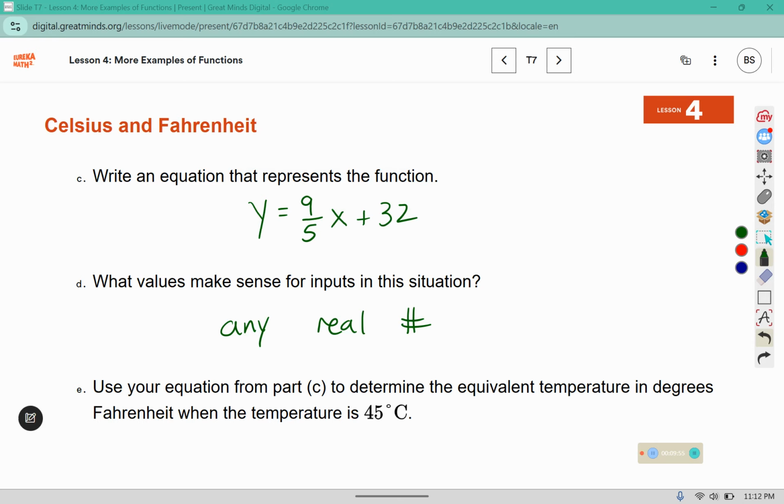Use your equation from part C to determine the equivalent temperature in degrees Fahrenheit when the temperature is 45 degrees Celsius. So we're going to plug in our 45 degrees and convert it to Fahrenheit. 9 times 45 divided by 5 is 81, plus 32 is 113, and that is degrees Fahrenheit.